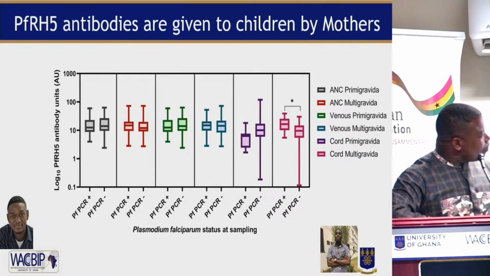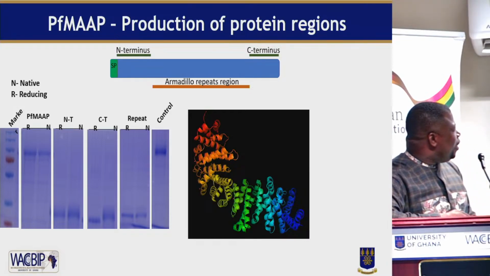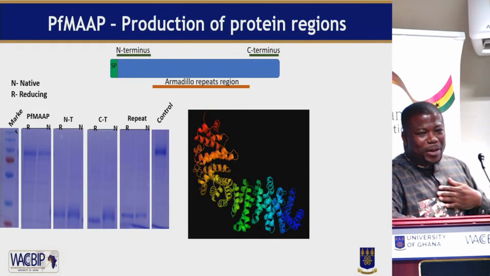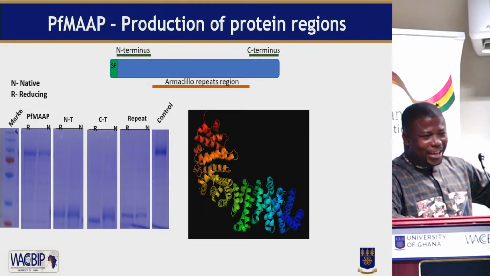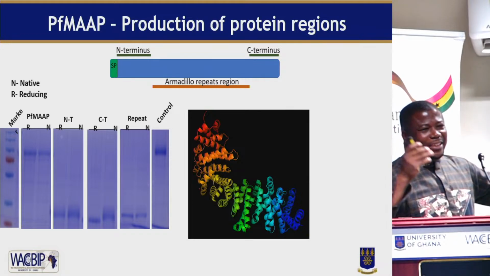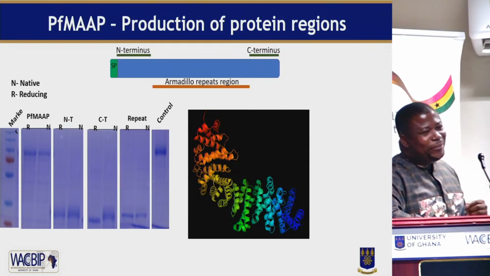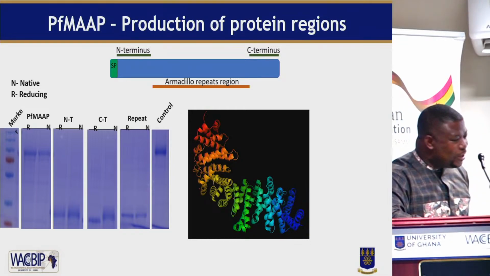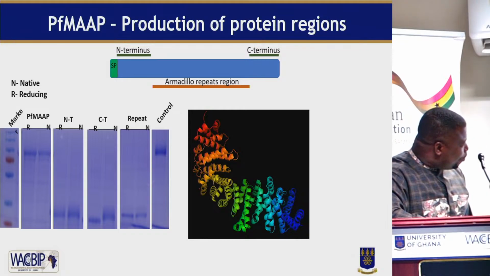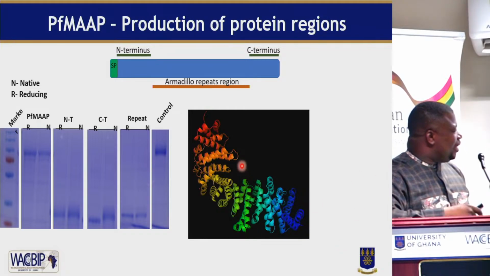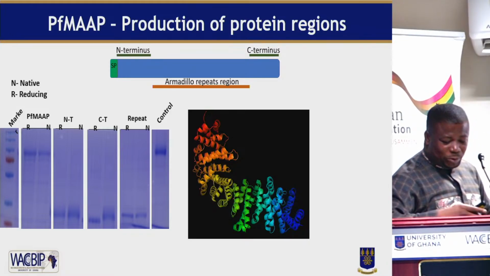So here, I'll be presenting one of the candidates we call PF-MAP. What is unique about this PF-MAP is that it is only found in Plasmodium falciparum and Gaboni. So the other parasites, you won't find it inside. But one thing is that it is also very, very conserved, like the PF-RH5. So what we were able to do is produce the protein. If you look at the protein structure, it looks very nice. But then the simple question is, is it stable? That is one of the questions that we've been trying to deal with.